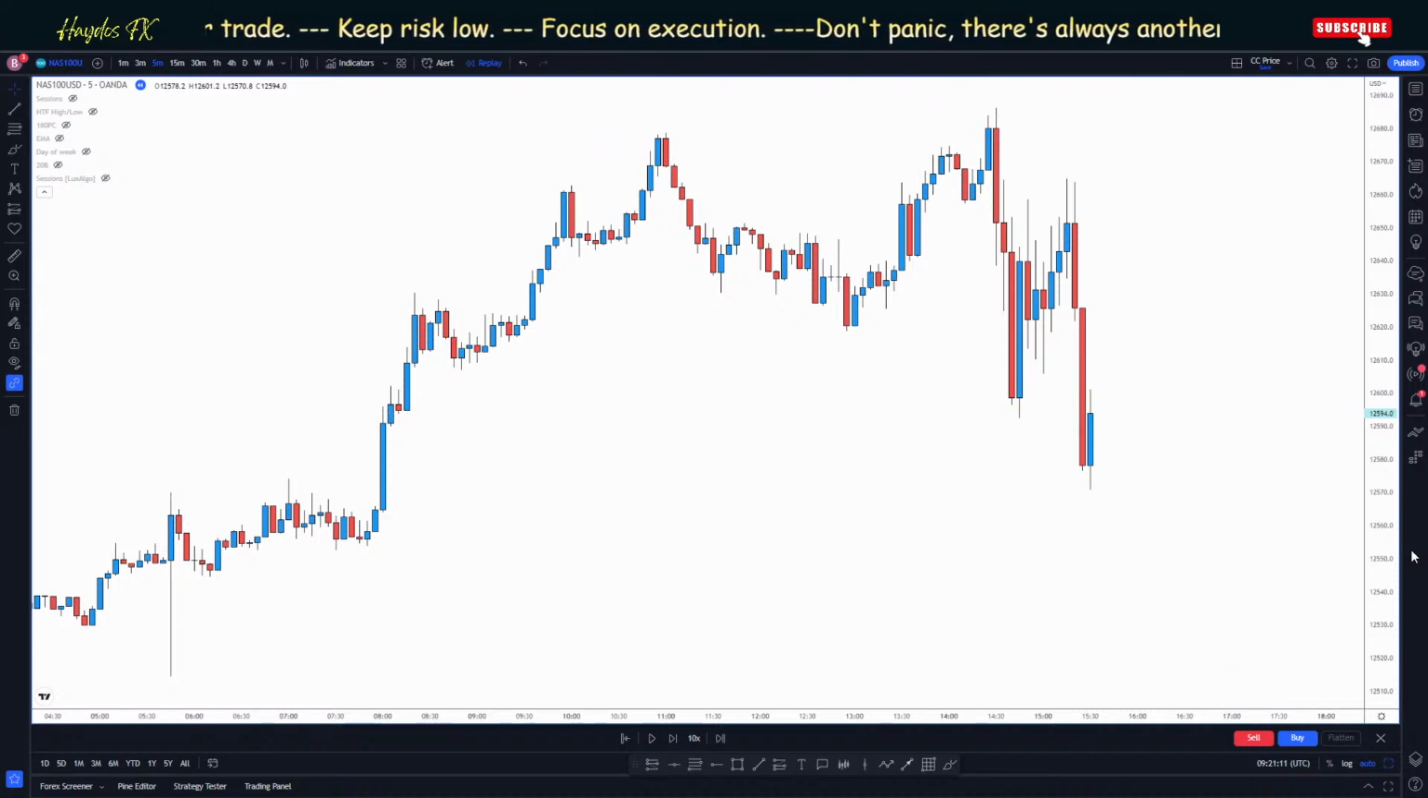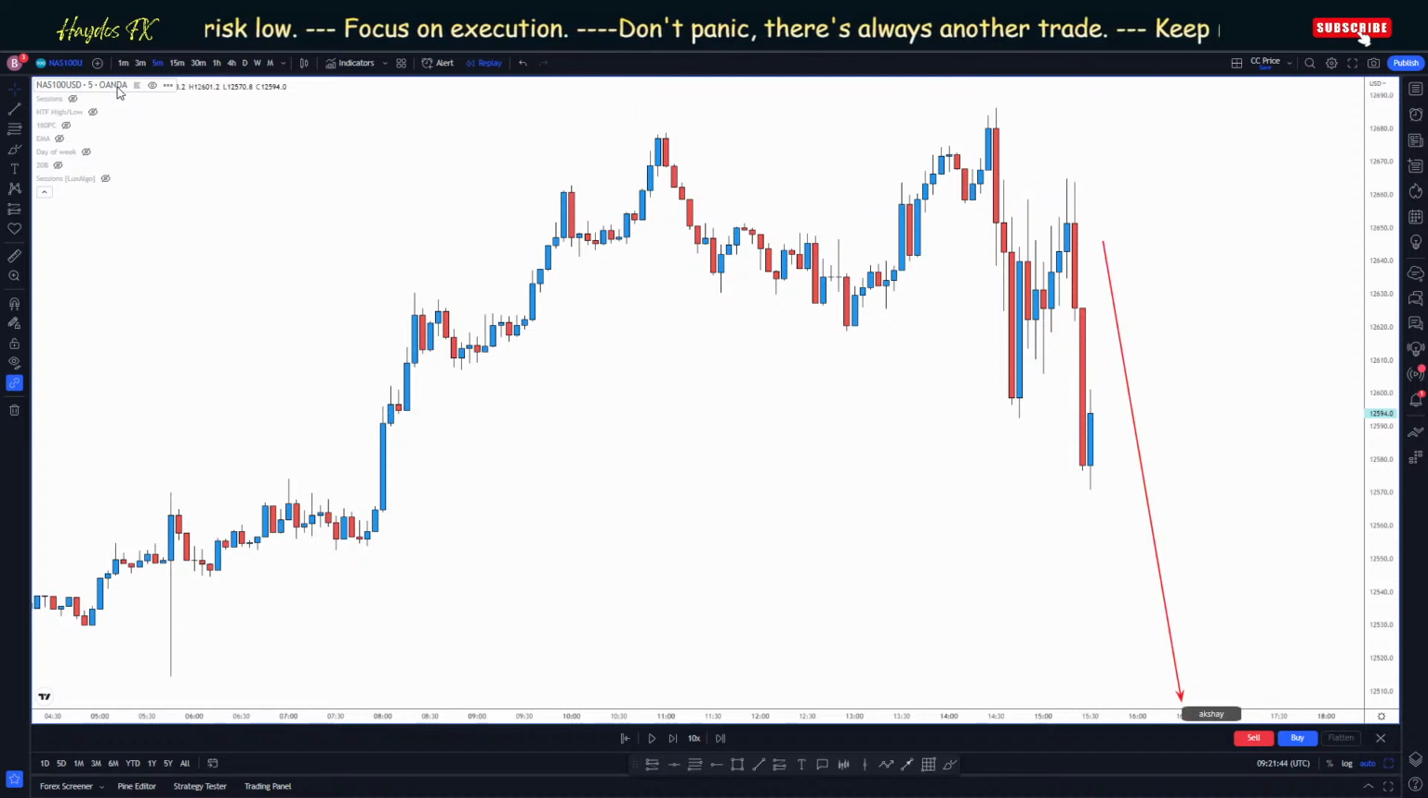The secondary entry I was looking for here, I think on your terminal it hasn't broken here, but on my terminal it also tapped into this fair value gap, and then price started pushing to the downside. I think you are using a different broker. Yeah, I'm using FX, Pepperstone, I think. So it just took out that high here, but at that time I was looking at gold. Otherwise, this was a good entry.